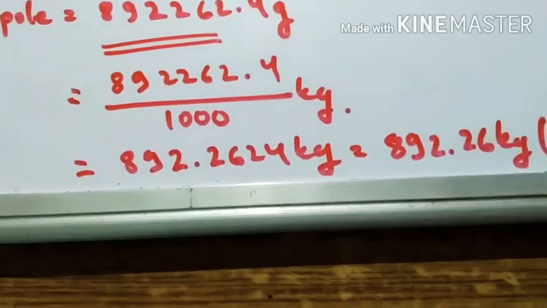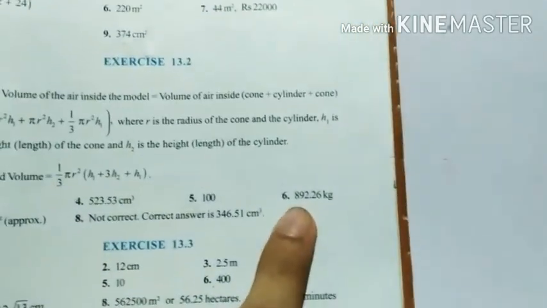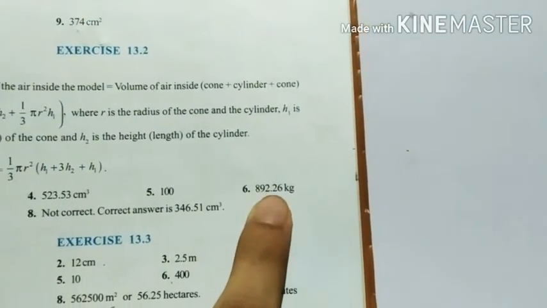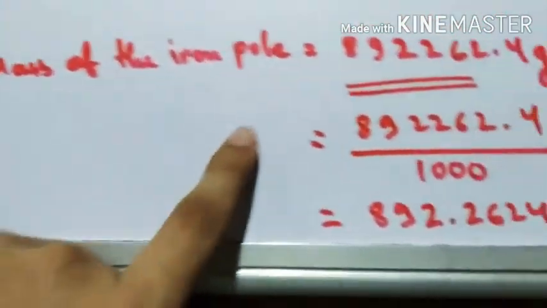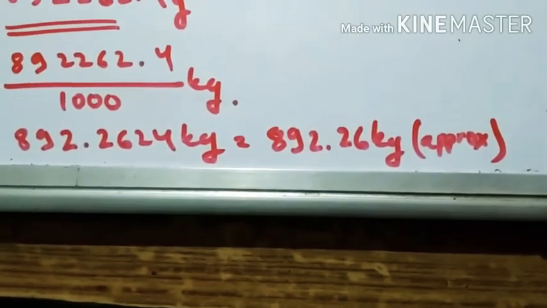Okay, let's check the back answer one time. Exercise 13.2, you see 892.26 kg. Therefore, the mass of the iron pole is equal to 892.26 kg.